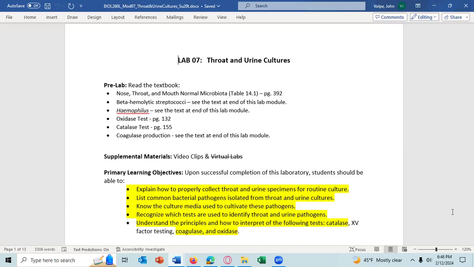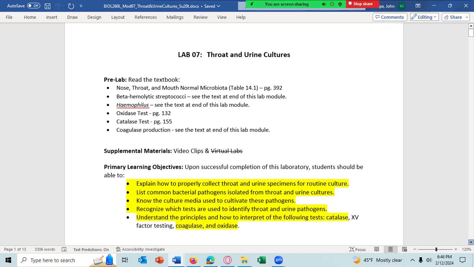the oxidase test. We will talk about the XV factor testing, but I'm not going to require you to understand it or to explain it, and you will not be tested on it. But you will be tested on the catalase test, the coagulase test, and the oxidase test.